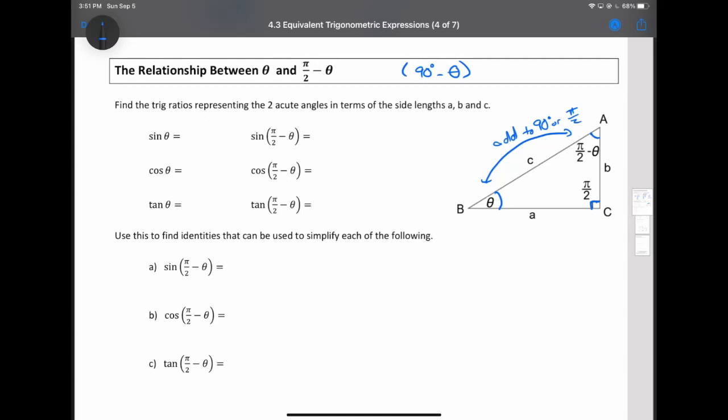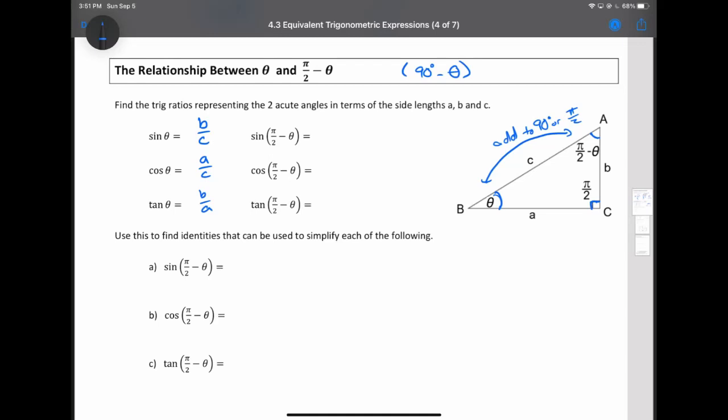Okay, so now if we use the variables that are on the diagrams, the a, b's, and c's, at least the lowercase a, b's, and c's, which are the side legs, the sine of theta is going to be opposite over hypotenuse, which is b over c. The cos of theta is going to be adjacent over hypotenuse, which is a over c. And the tan is going to be opposite over adjacent, which is b over a.